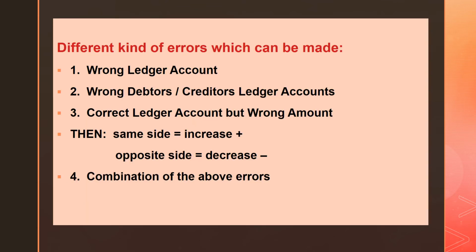Different kinds of errors can be made. We could post from the wrong ledger account, or post to the wrong ledger account from the relevant subsidiary journals. We could post to the incorrect debtor or the incorrect creditor in those ledgers. We could also post the incorrect amount to any one of the ledgers. If this is the case, we need to correct it in the general journal.